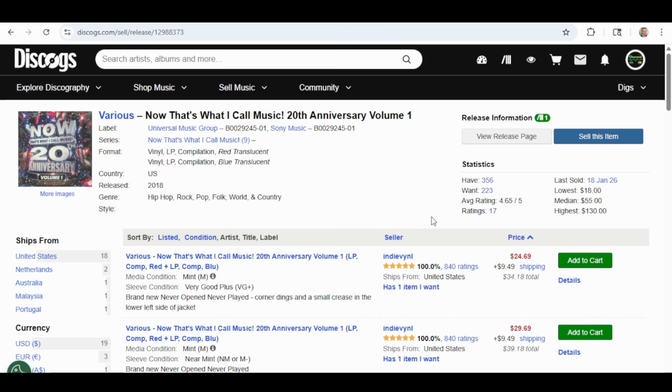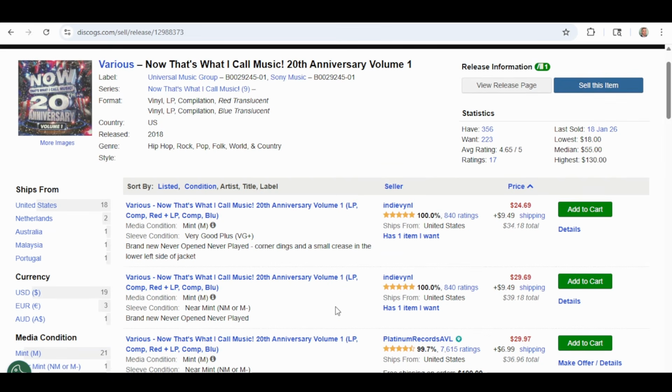Okay, again, this is sorted from lowest to highest price. Immediately, the very first one we see is in the United States, and it is $25 US plus shipping. This is brand new, never opened, never played. It says it does have a couple corner dings and a small crease in the lower left of the jacket, but this is a sealed copy. This is brand new for $25. That is a lot less than 55. We're less than half of 55. But you're saying, okay, it's got that corner ding and a small crease. I don't want that.